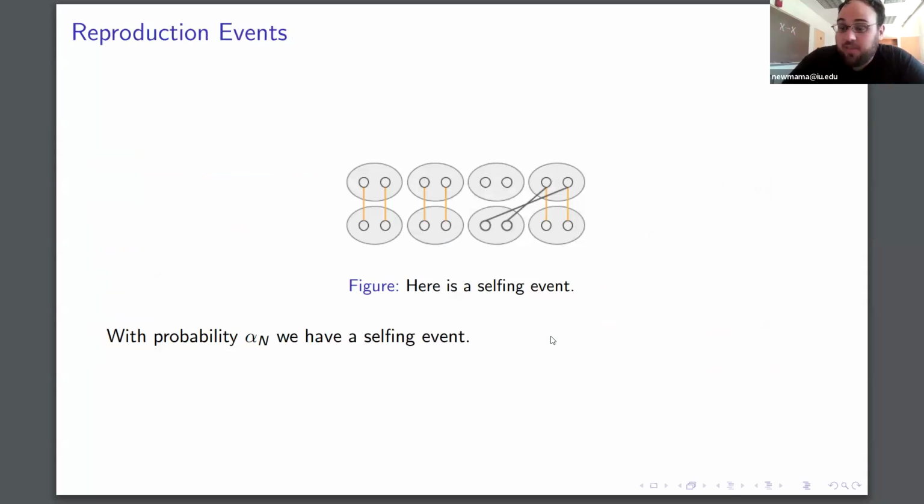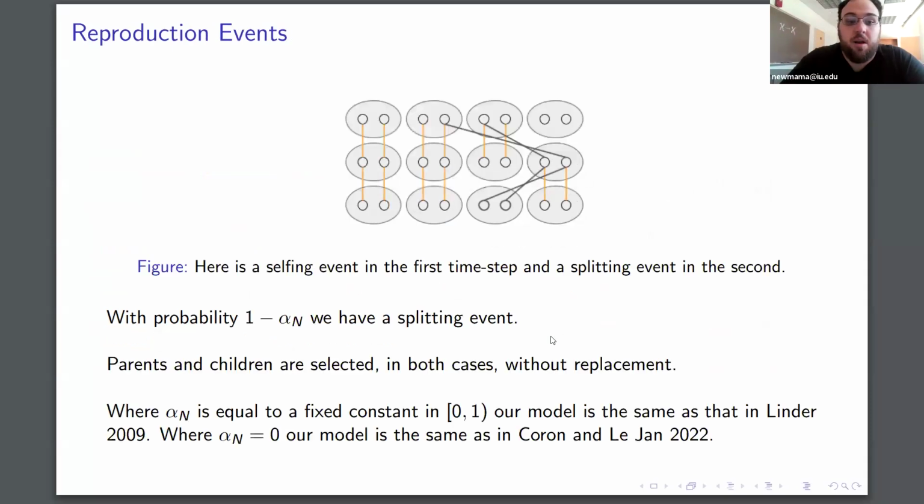Well, like I said, this is a model with selfing. So with probability alpha n, we have a selfing event. So a single child is chosen at random, and it chooses a single parent at random from the previous time step, right? And then, of course, you can have a non-selfing event or splitting event. So with probability 1 minus alpha n, we have a splitting event. And you can see in the second time step here, a single individual is chosen, and it has two parents, right?